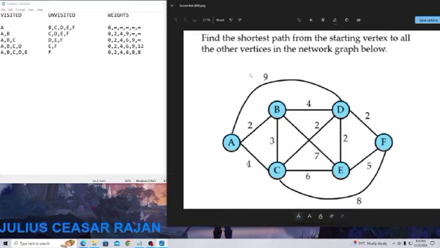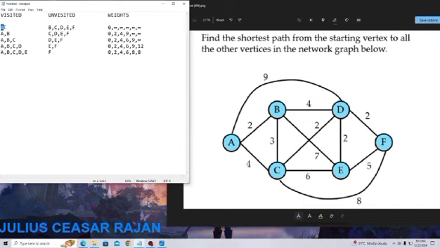In order to solve this problem, we need to write in this format. So first is the visited, which is you will put the first vertex, which is the node A, and then put the rest on the unvisited. Next for the weights, A is equal to 0 since it's the starting, and then infinity for the other nodes. Next we're going to check the value of each node that is connected with the A.